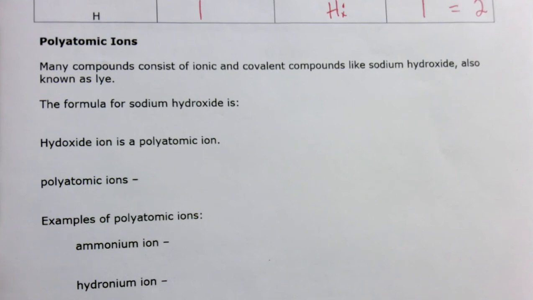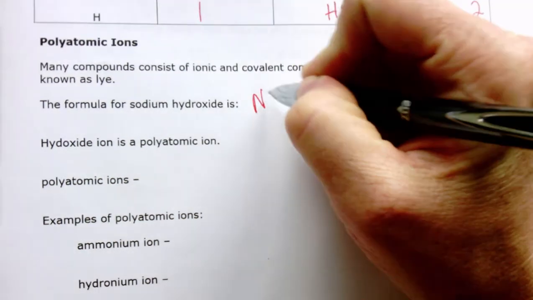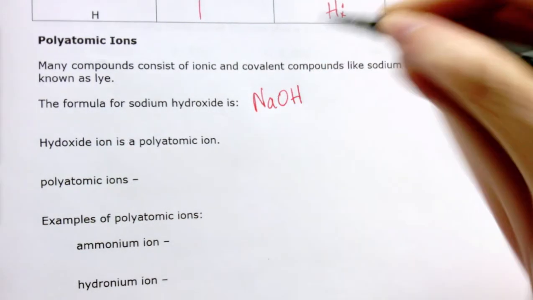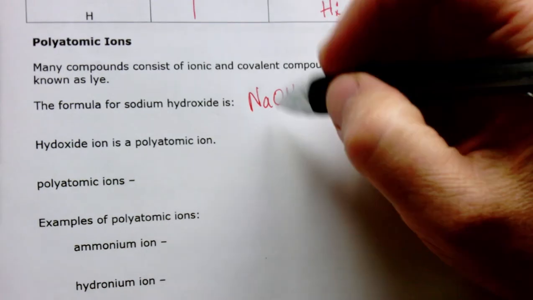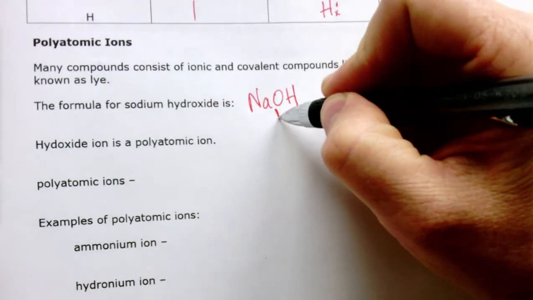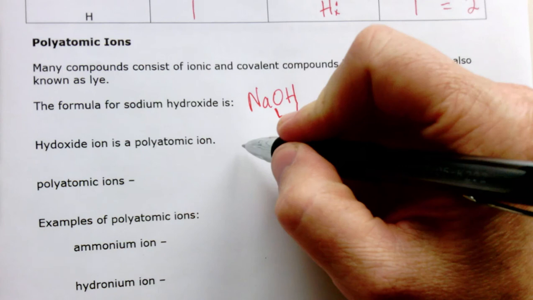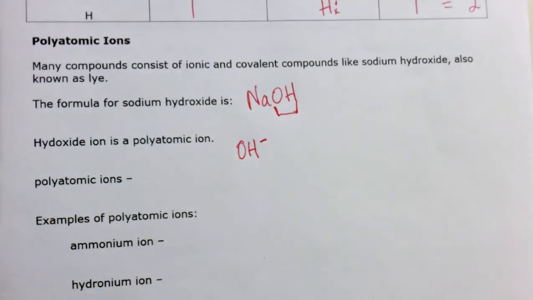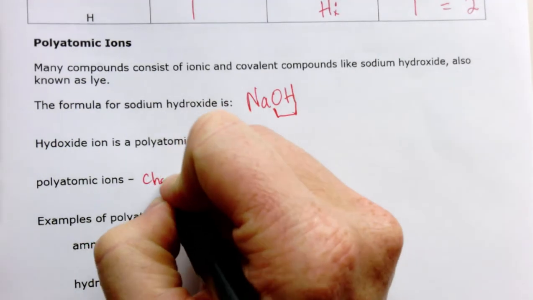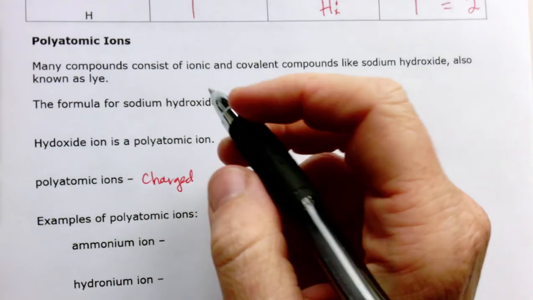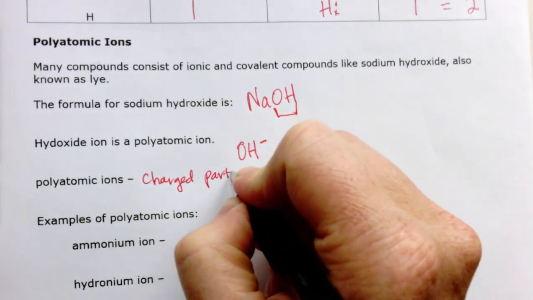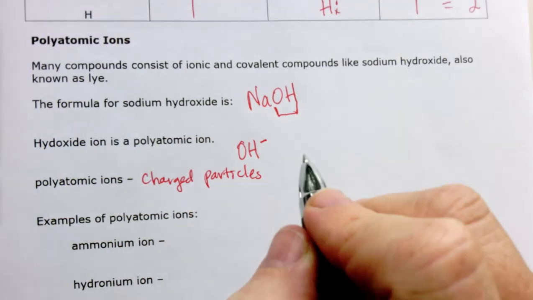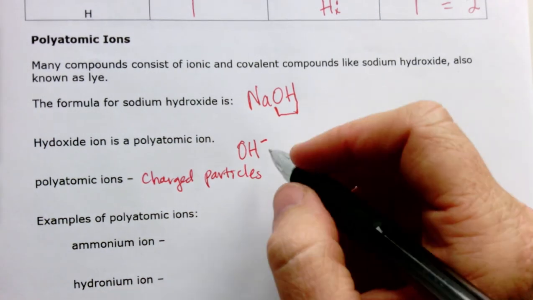Why I brought up sodium hydroxide is because we're talking about polyatomic ions. The formula for sodium hydroxide is NaOH, and hydroxide is a polyatomic ion. This is hydroxide right here. Polyatomic ions are charged particles containing two or more covalently bonded atoms.